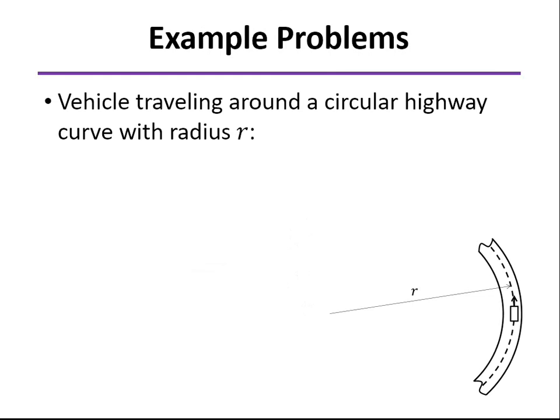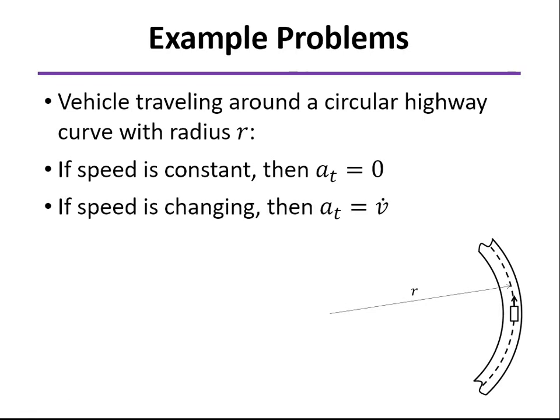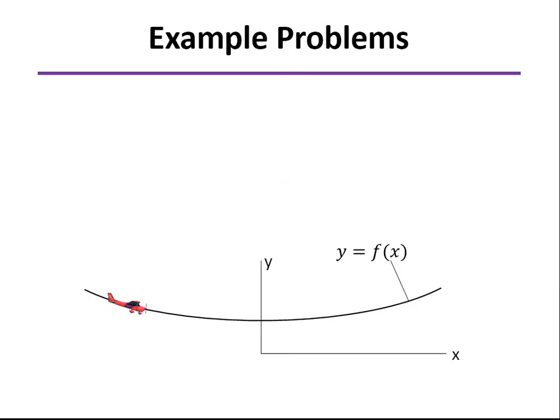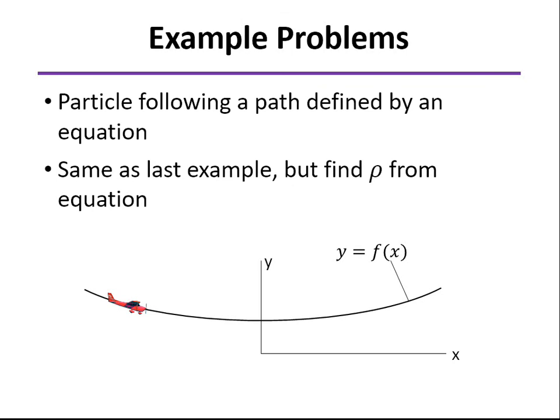So here's an example problem. We've got a car going around a highway curve. That highway curve has a radius of r, so that would be the radius of curvature. If the speed's constant, then the tangential acceleration is 0. If the speed is changing, then the rate at which it changes, again, is the tangential acceleration. And we calculate the normal acceleration as simply v squared over r. So pretty straightforward. If we're going around a curve that's defined by an equation, we pretty much follow the same steps, only we'll have to find the radius of curvature from that equation.